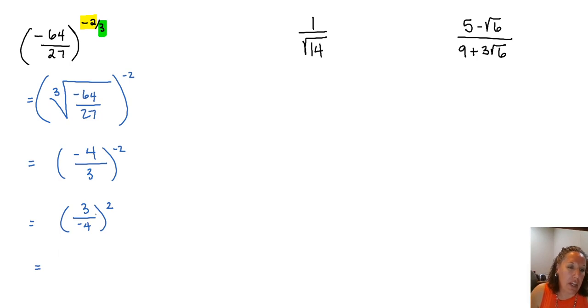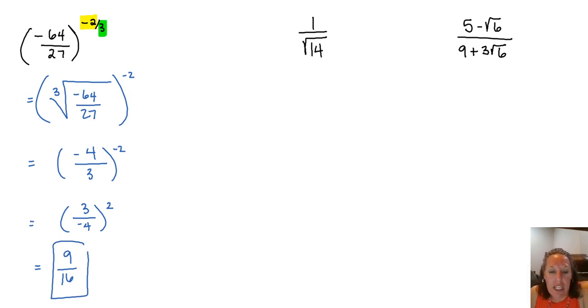Then our last step here is to square it. Remember, if we have a fraction, we can square the top and square the bottom. 3 squared is 9. Negative 4 squared is a positive 16. A negative times a negative is going to be a positive. Since there aren't any x's or y's in this one, you could check it in your calculator by typing it in exactly as it shows at the beginning, and it should simplify to 9/16.